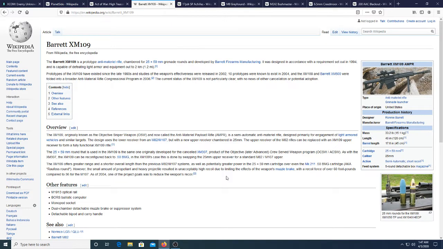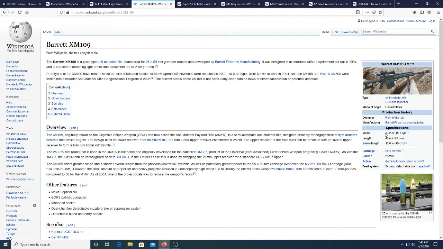The XM109 project is supposed to be an upgrade from that. It's using a 25 by 59 millimeter round. For reference, the 50 BMG is 12.7 by, I think, 99? Well, I know 12.7 is the first number, and that one's correct. So if you notice, it's basically double a 50 BMG. This is going to mean a lot more recoil and a lot more weight in terms of the ammunition used and also the weapon itself.